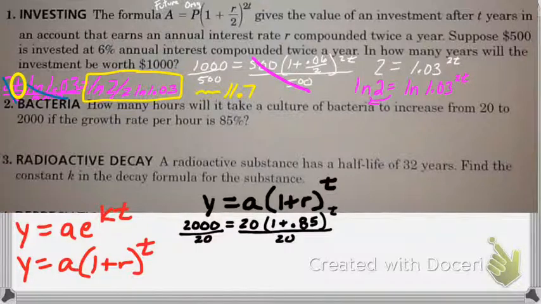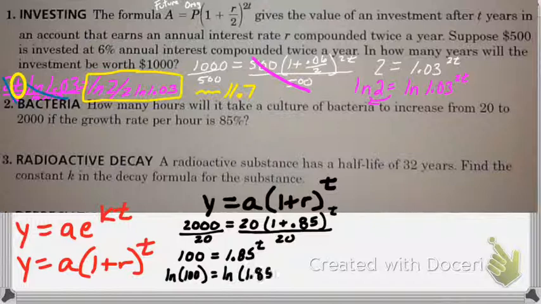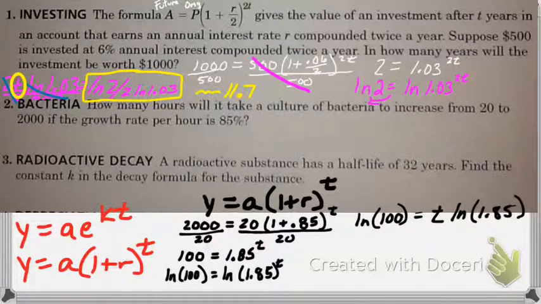Divide by 20. And add the 1 to the 0.85. Hopefully you didn't have to put 1 plus 0.85 in your calculator. Log of both sides. Bring down the t. Divide by ln of 1.85.